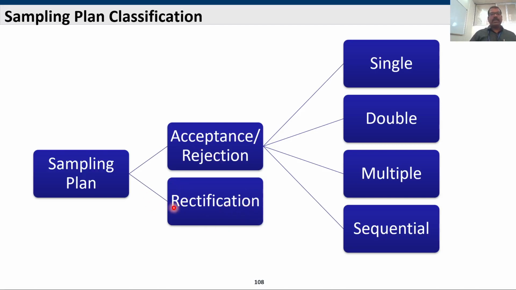So by doing the acceptance sampling, if you are going for a rectification inspection plan, it is a different process. But if you are not going for a rectification inspection plan, you will be going for either acceptance or rejection. If we are going for acceptance or rejection, you will have different types of sampling plan: single sampling plan, double sampling plan, multiple, or sequential.